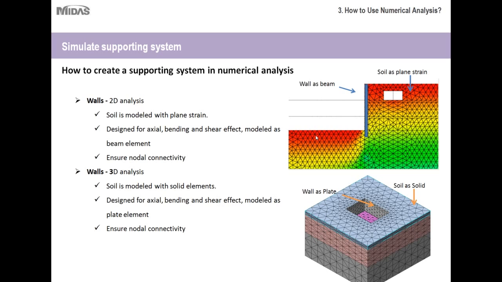Just keep in mind that when you go from a 2D to 3D analysis, all of your elements get bumped up a class. Your 2D elements for your soils become 3D elements, and then your 1D elements for your walls become 2D planar elements. Okay, and then just like with 2D analysis, you need to make sure that nodal connectivity has been established. So the nodes of the retaining wall need to line up perfectly with the soil surrounding it. Otherwise, your analysis won't run.